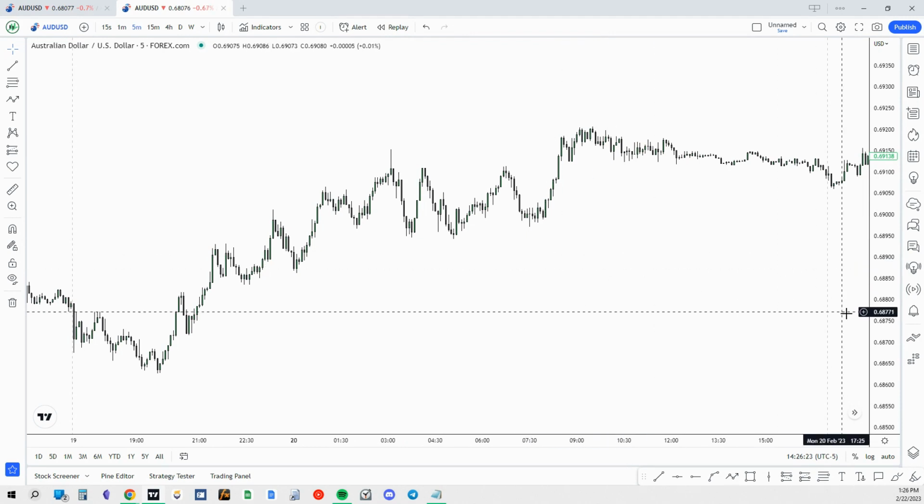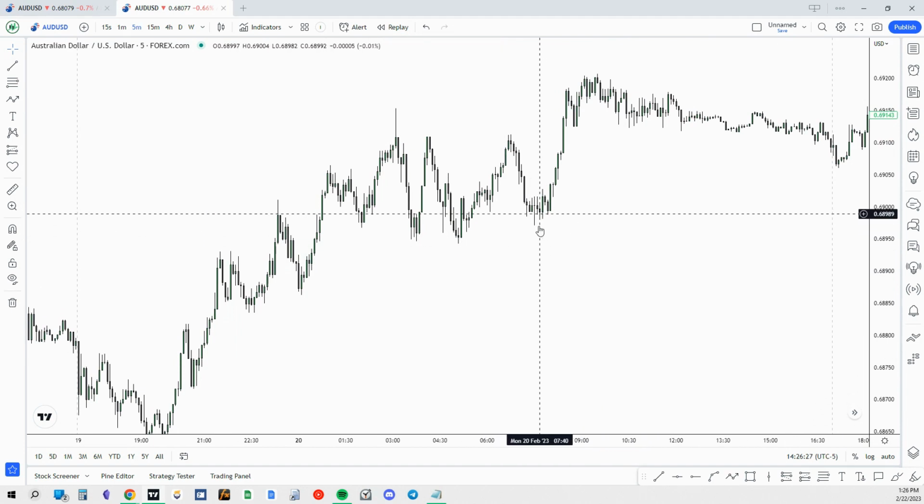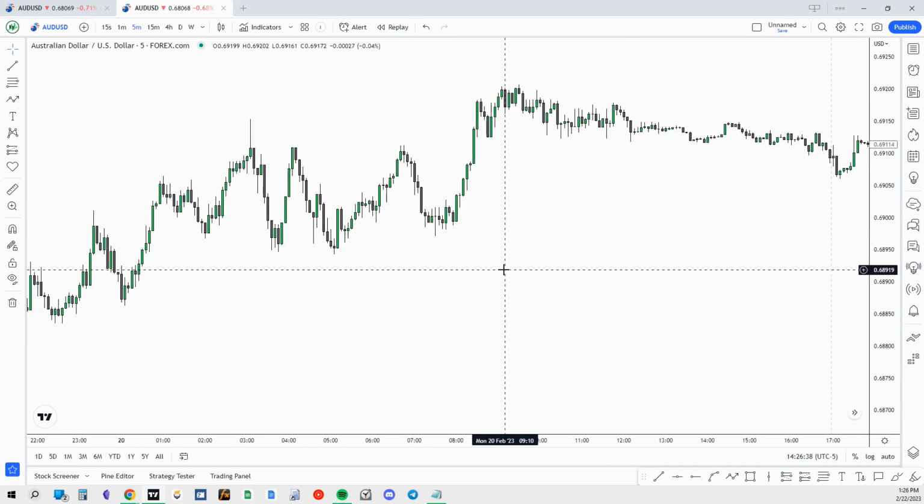I just want to show you these examples for actually applying it as a change of character. And once I show you these two, there's also a few other ones that I want to show you to prove the point that this is not the end-all, be-all for entering a trade.